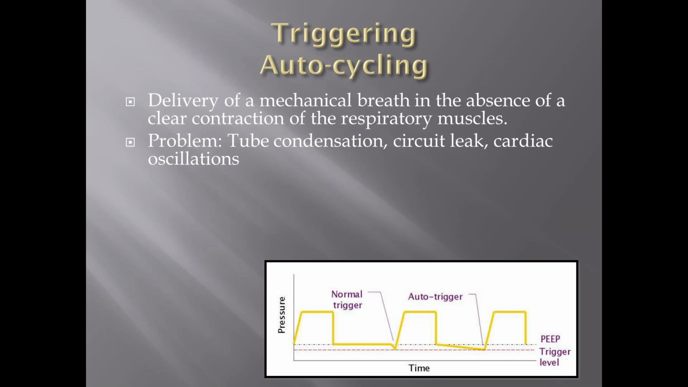So auto-triggering is delivery of a mechanical breath in the absence of clear contractions of respiratory muscles. And you guys just mentioned problems in the circuit like tube condensation or cardiac oscillations. So you can clean the tube, fix the leak, or change the trigger sensitivity, or as you mentioned, change it to a different type of trigger.